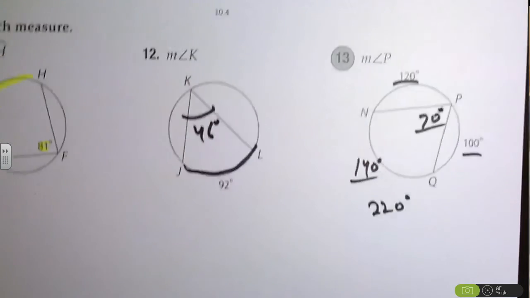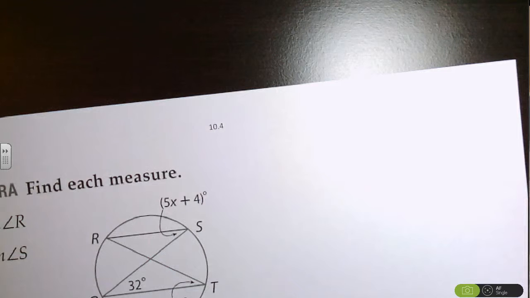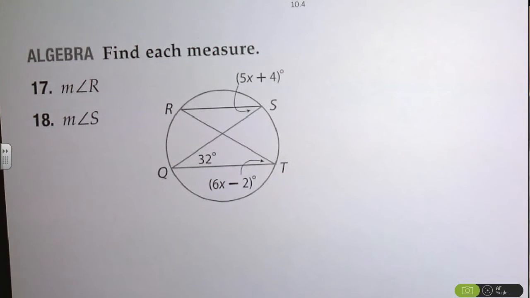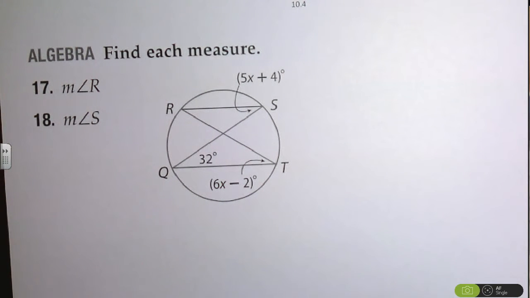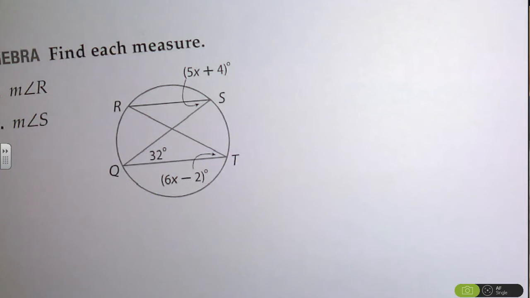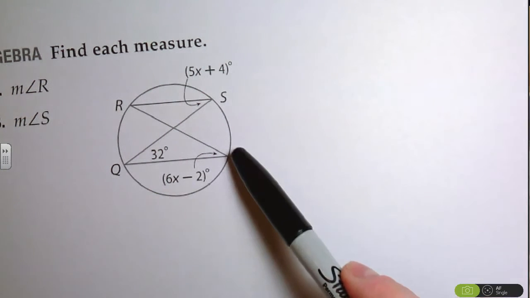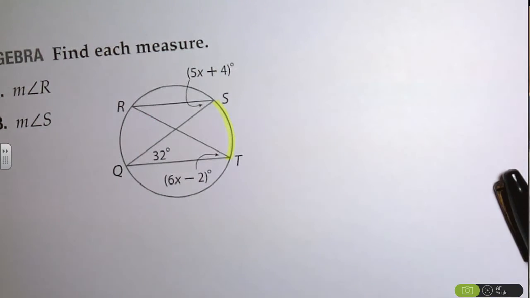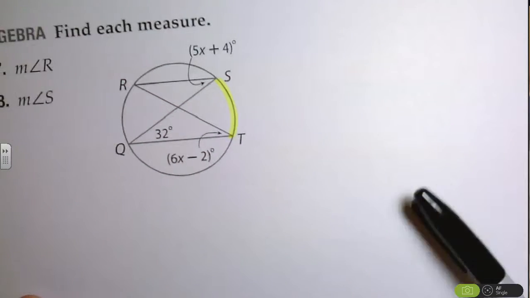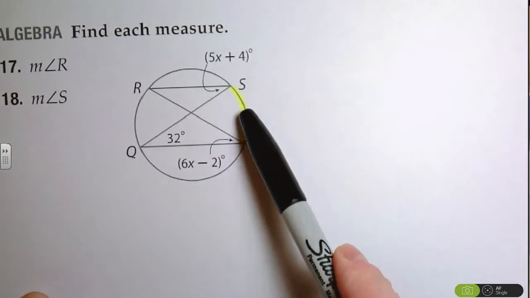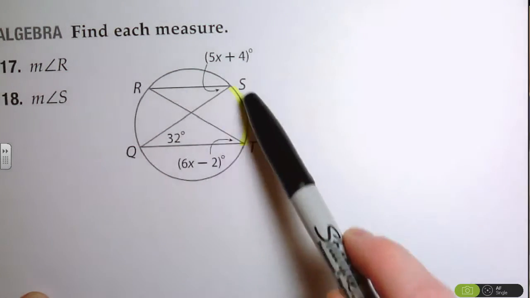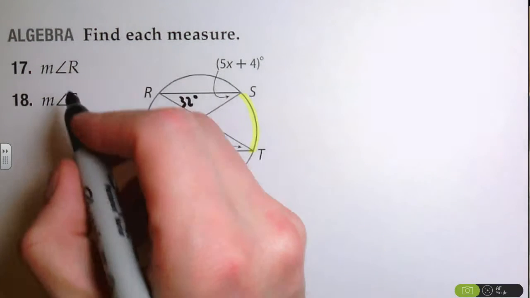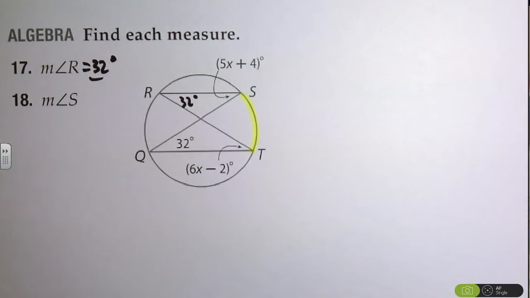Okay. All right, next. We are solving for R and S. Now, in order to solve for R and S, well, actually, R is easy. Angle R is formed by SRT, and it has intercepted arc ST. Angle Q is formed by SQT and has the same intercepted arc. So if these two angles have the same intercepted arc, that means they have to have the same measure, which is 32 degrees. So angle R is 32 degrees.